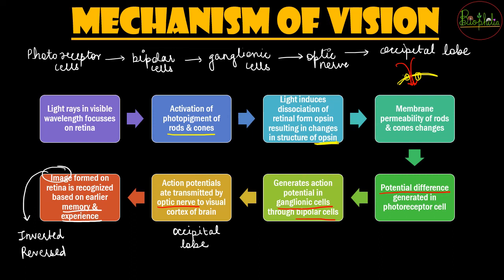But light will travel up to what? It will travel up to the photoreceptor cells. And from here, what will travel? The impulse is going to travel, or you can say the action potential will travel. So the light energy will be converted into electrical energy, that is the impulse. So that was about the mechanism of vision.